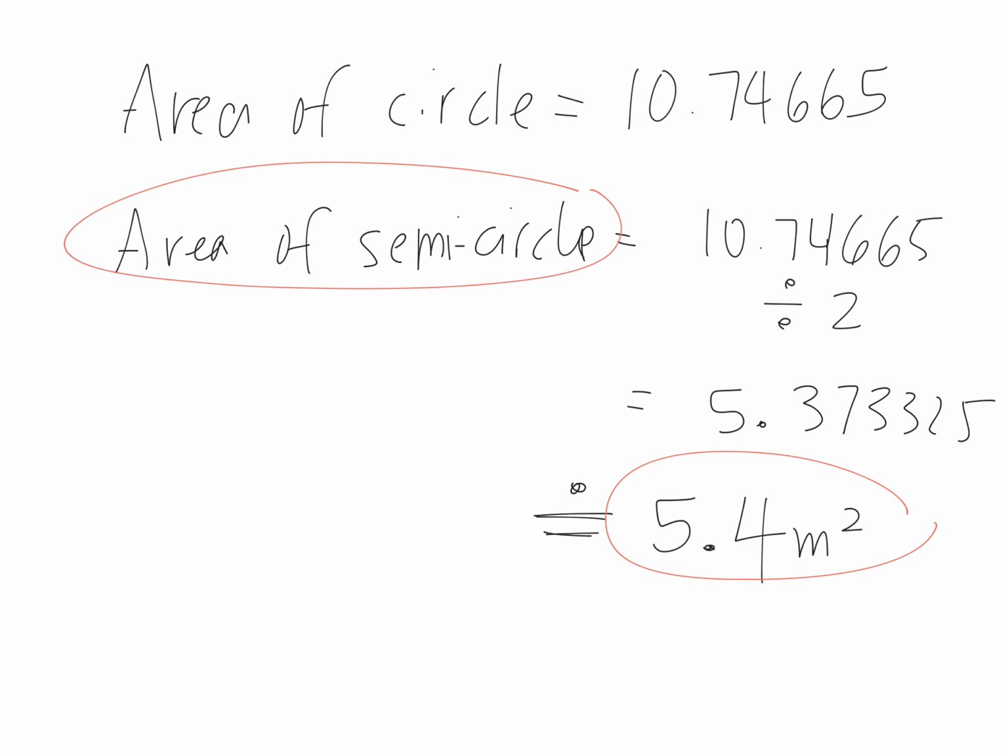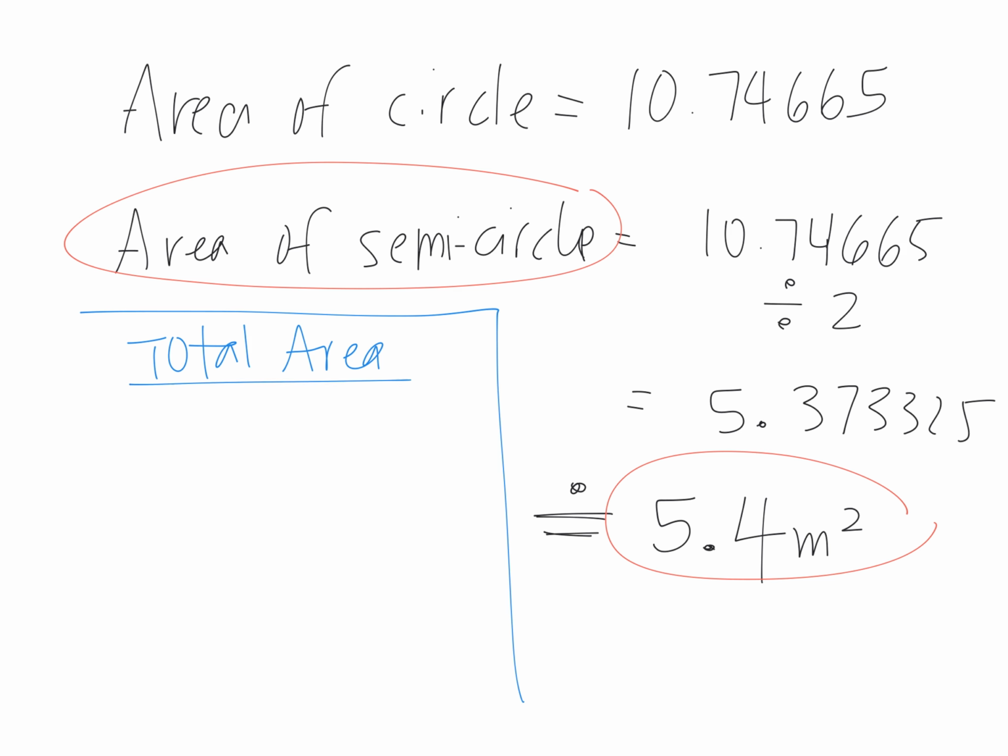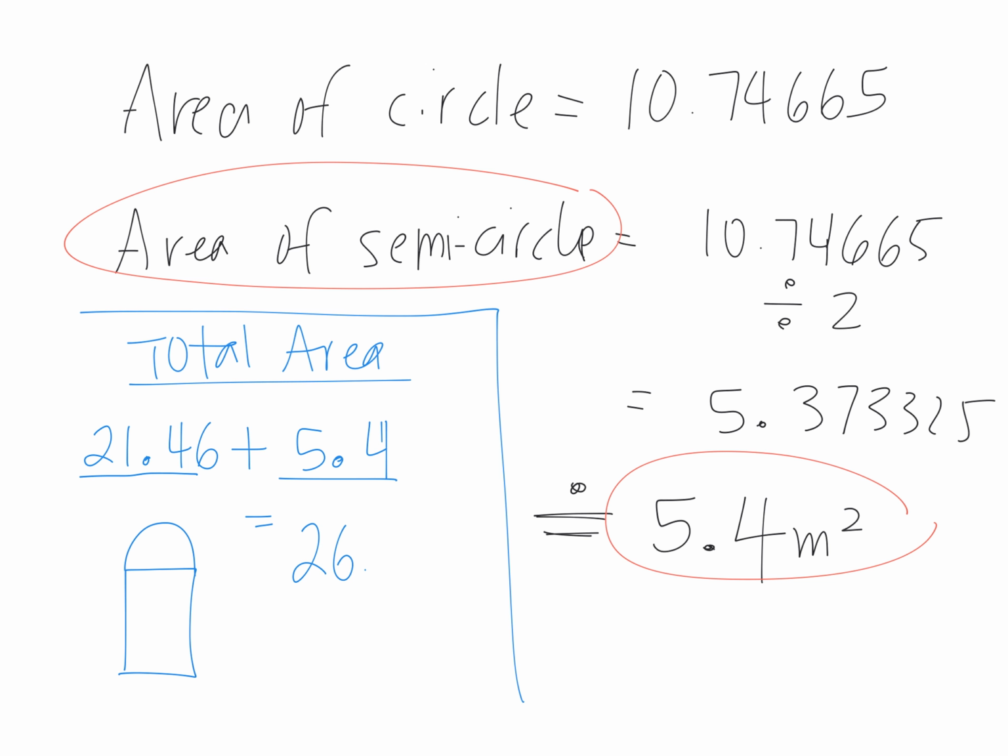Are we done answering the question? No. What did the question ask you to find? The total area of the basketball court. Take the area of the rectangle, which was 21.46, and we add the area of the semicircle. Remember, it was made up of a rectangle and a semicircle, so we have the rectangle and the semicircle for a total of 26.86 meters squared. So that's the total area. That's how much space they need to cover to paint.